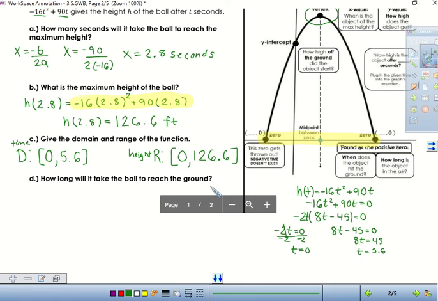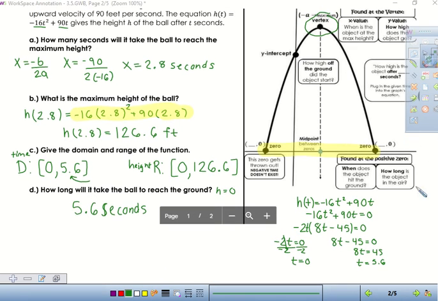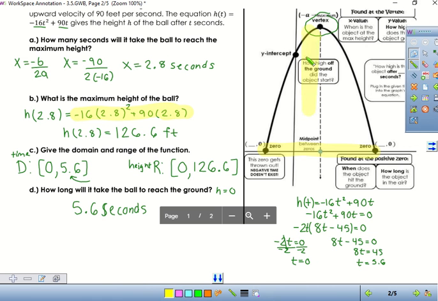So how long will it take the ball to reach the ground? Well, we know that the ball reaches the ground when the height is equal to 0, right? Would you agree with that? There's only 2 times where that happens, technically. It's where we started from the ground and where we come back, which is the final time, right? Which we found out our final time was what? 5.6 seconds.